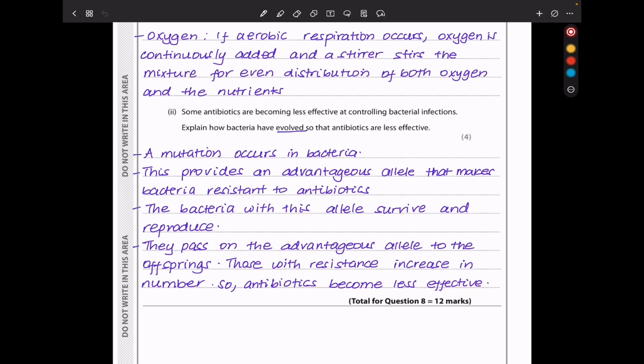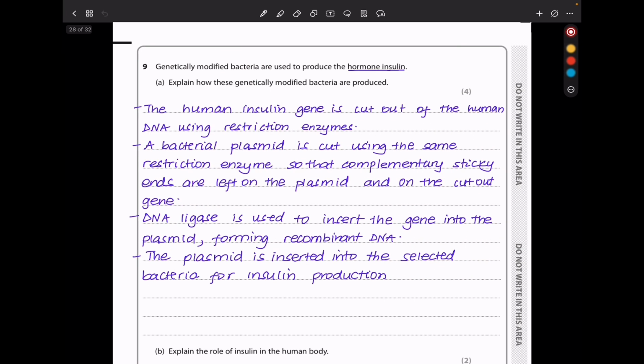So this brings us to the end of question 8. Let's continue to question 9. Question 9. Genetically modified bacteria are used to produce the hormone insulin. Explain how these genetically modified bacteria are produced.